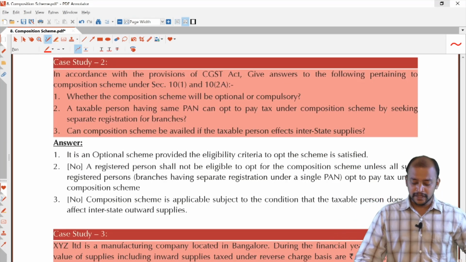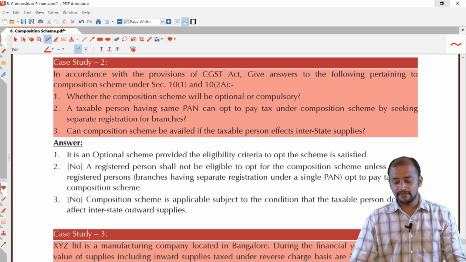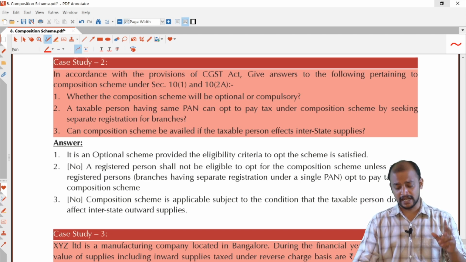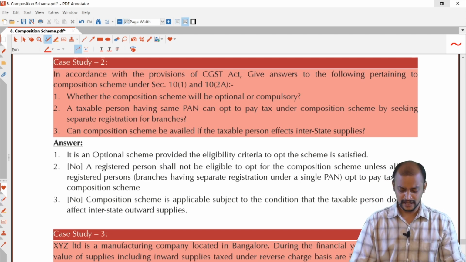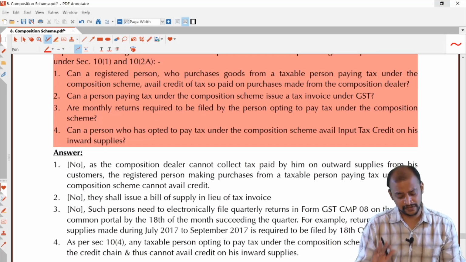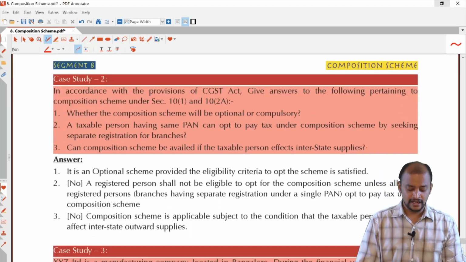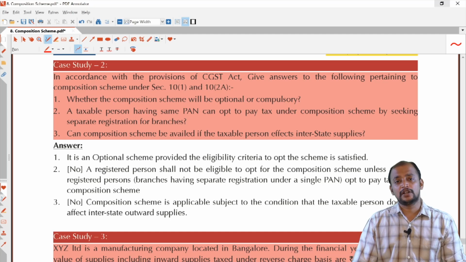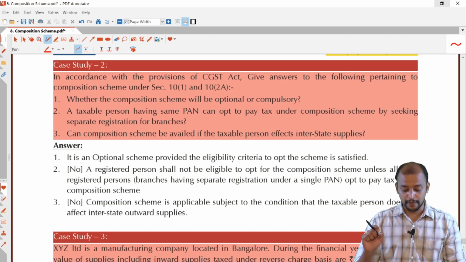In accordance with the provisions of the CGST Act, give answers to the following pertaining to the composition scheme under Section 10 and 10(2)(a). Whatever we discussed here, is it the same for Section 10 subsection 1 as well as 10 subsection 2A? Yes, both are the same, no change in that. Now this another question: whether a composition scheme will be optional or compulsory? Optional. "May opt to" is the word used, which means it is optional.